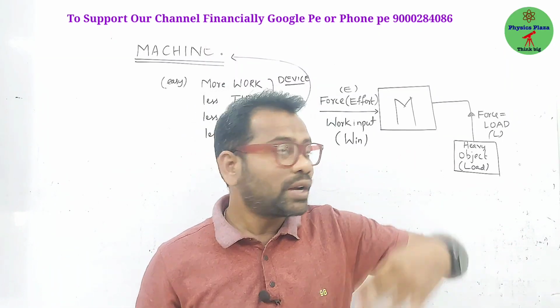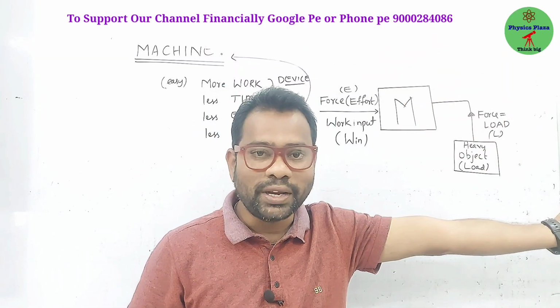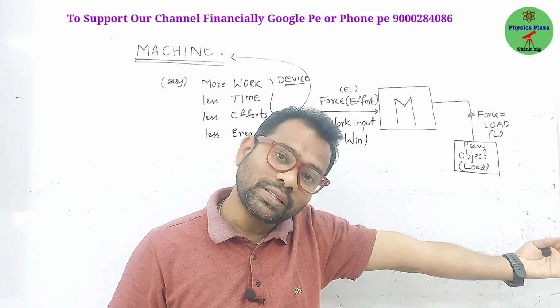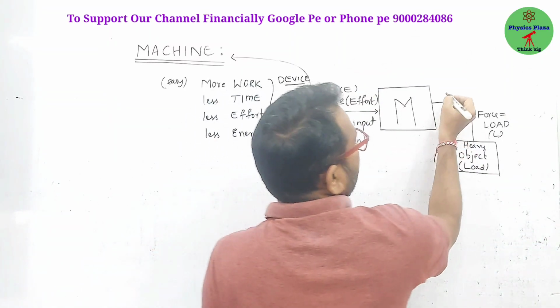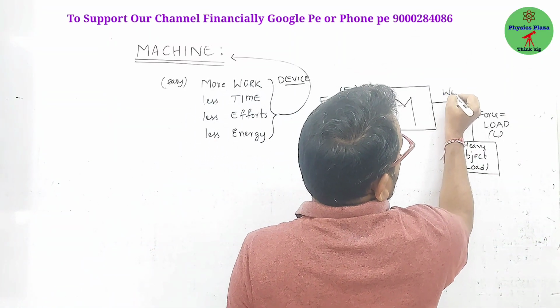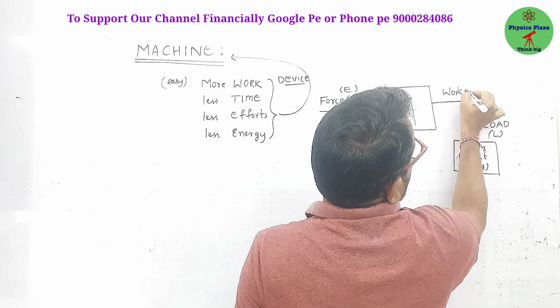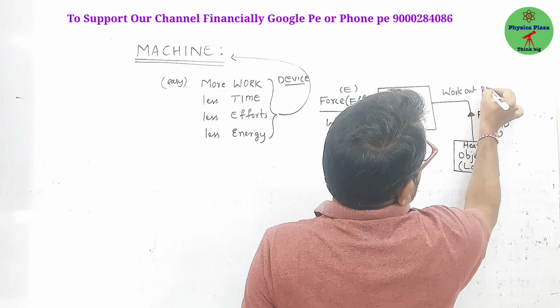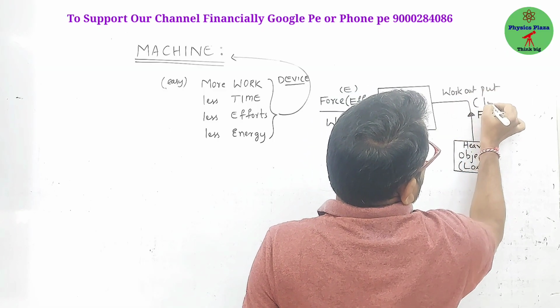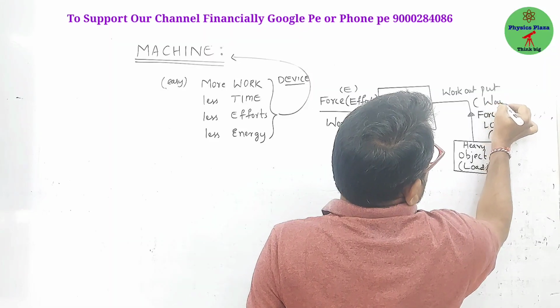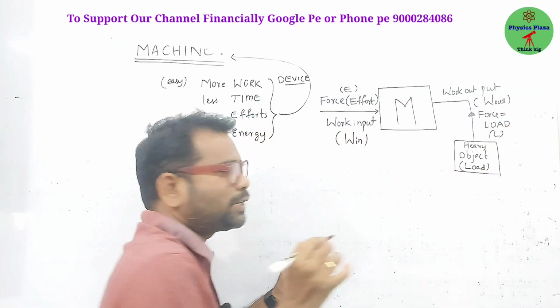As a result, the machine does some work on the load, right? Machine does the work as a result. That work done we can call work output. Work output. So this we can say W OUT, work output.